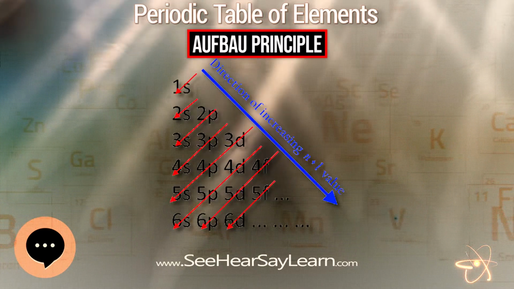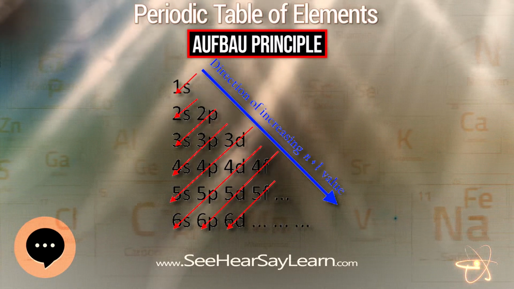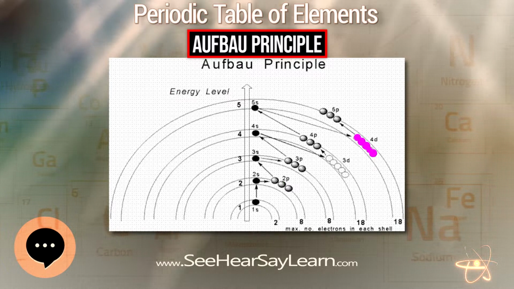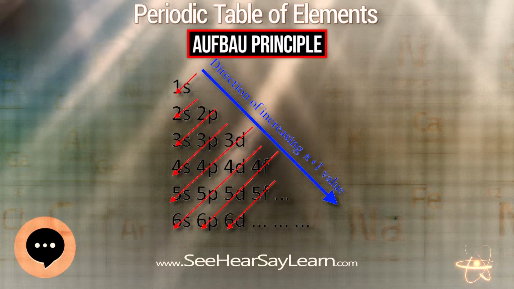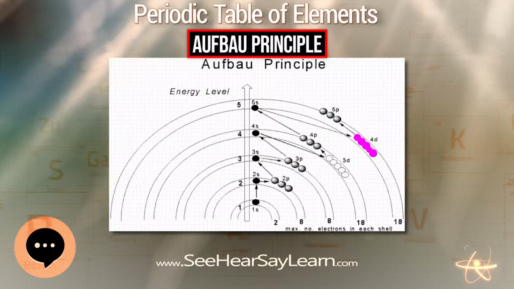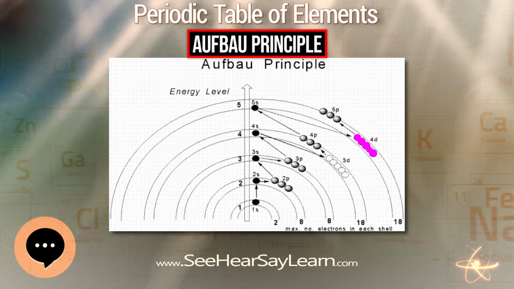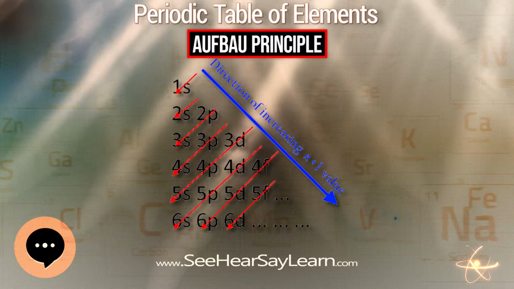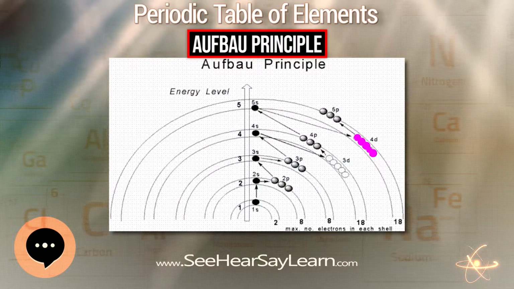[Rn] 5f³ 6d¹ 7s². A special exception is lawrencium, 103Lr, where the 6d electron predicted by the Madelung rule is replaced by a 7p electron. The rule predicts [Rn] 5f¹⁴ 6d¹ 7s², but the measured configuration is [Rn] 5f¹⁴ 7s² 7p¹.